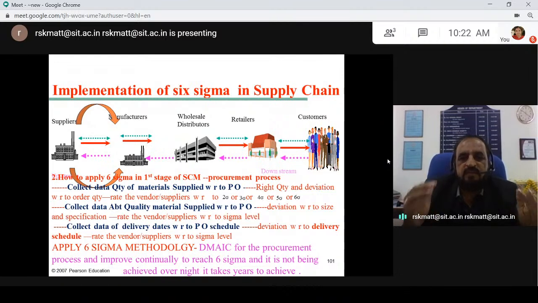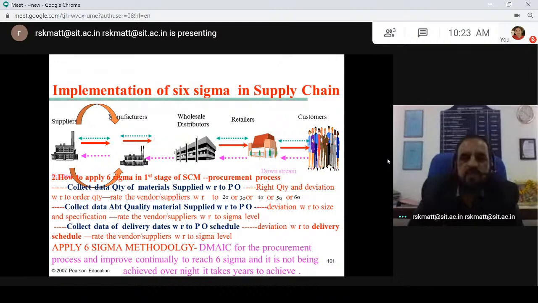Assume that we are at the 3 sigma level. What are the factors hindering the quality of the material? What are the factors hindering the quantity of the material being supplied by the suppliers? That's why we are at the 3 sigma level. Then how do we take this from 3 sigma to 4 sigma?